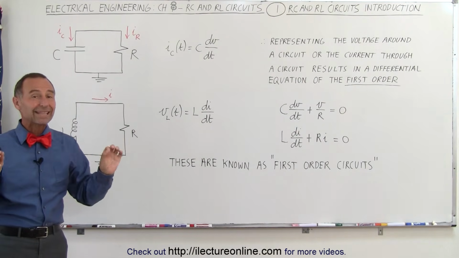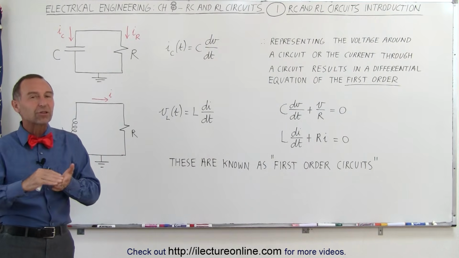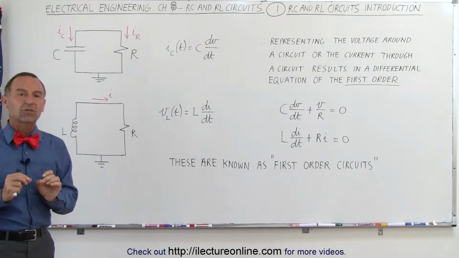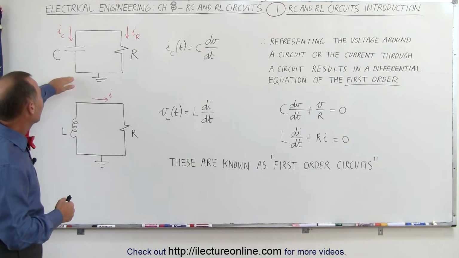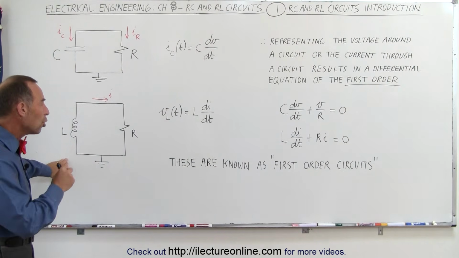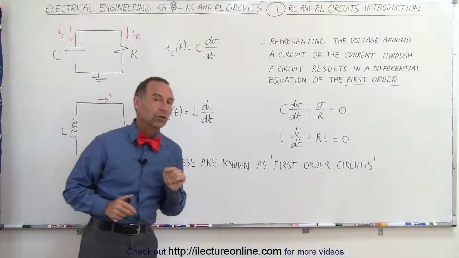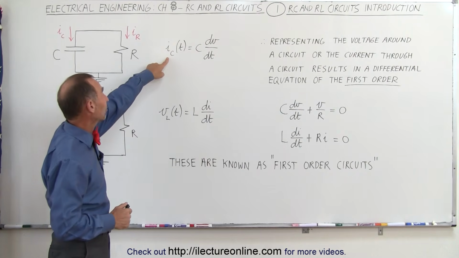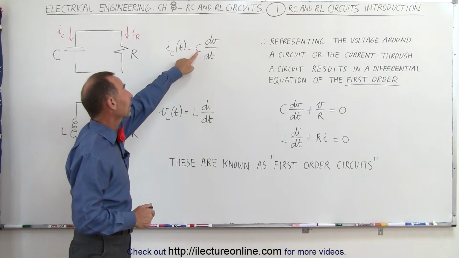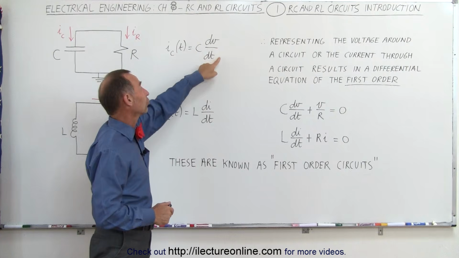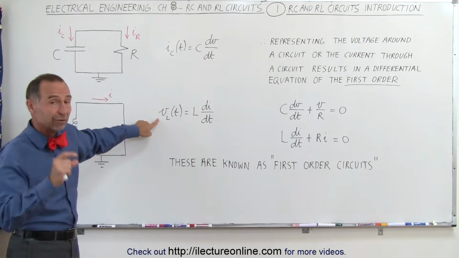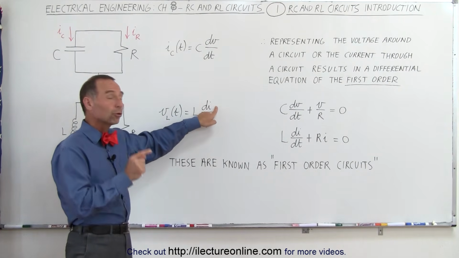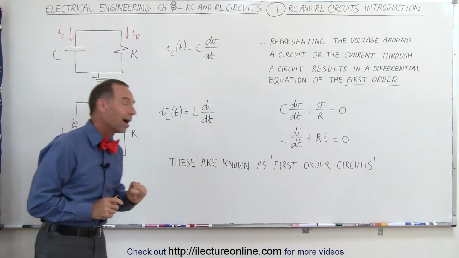In this chapter, we're not yet going to mix capacitors, inductors, and resistors all in the same circuit, because then you end up with a different kind of circuit. Here, our RC circuits and our RL circuits are known as first-order circuits. The reason for that is when you try to calculate the current through a capacitor, you find that it's defined as the capacitance times the change in the voltage over time. And if you're trying to find the voltage across an inductor, it is equal to the inductance times the change in the current through the inductor with respect to time.